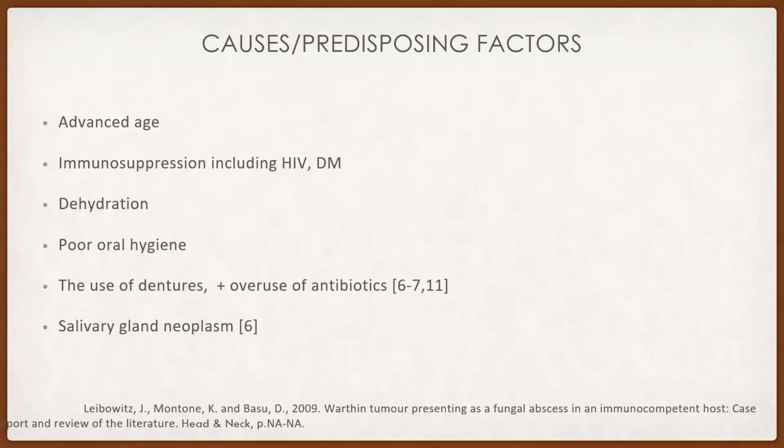of antibiotics. An underlying salivary gland neoplasm should always be considered and excluded with a patient presenting with symptoms and signs of a parotid gland abscess, as there has been a case report in the literature previously of a patient presenting with a pre-existing Warthin's tumor.